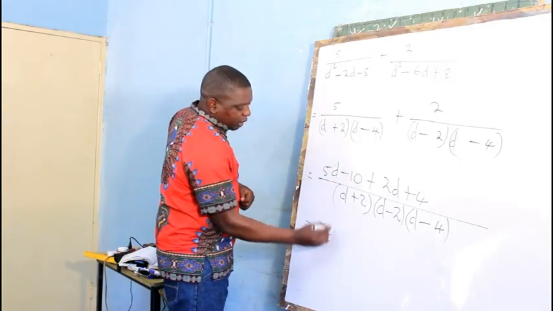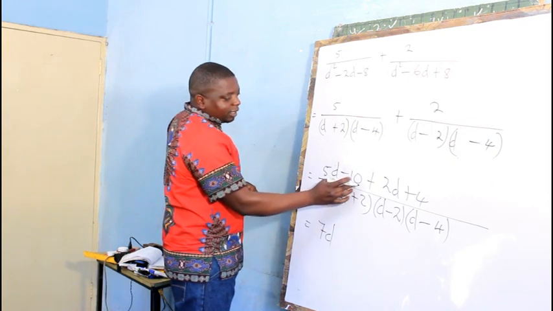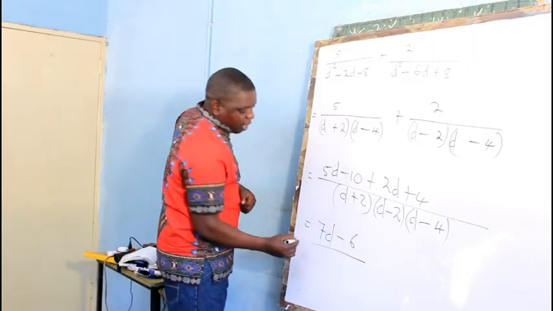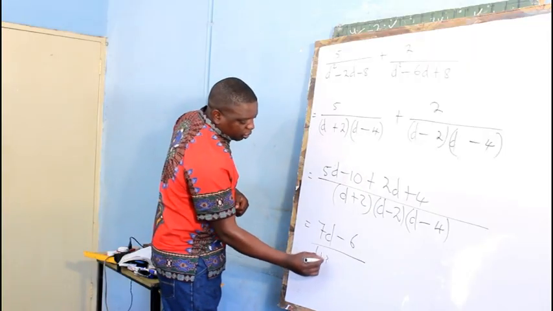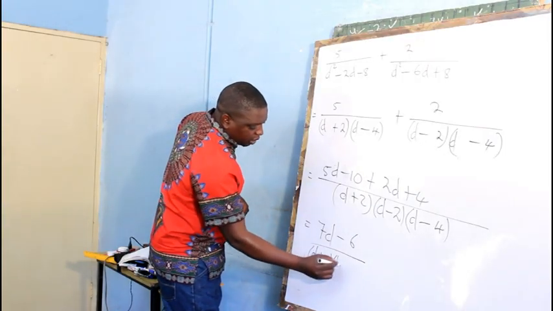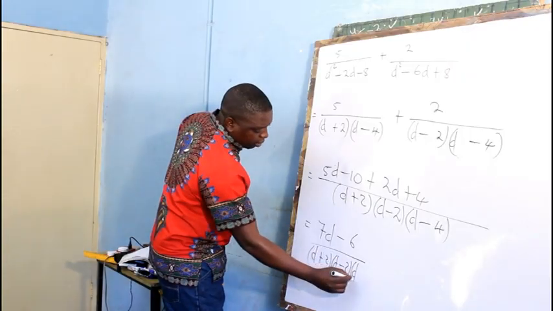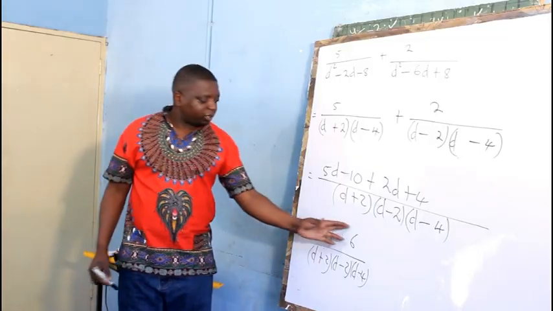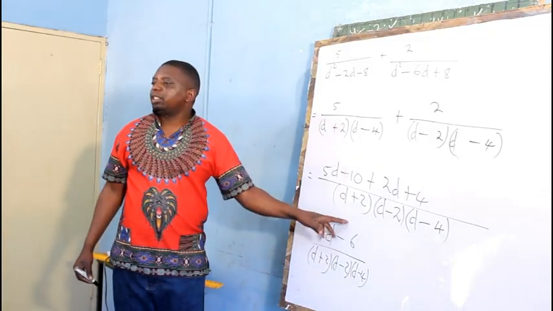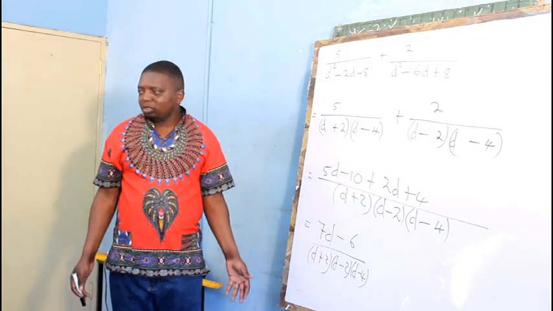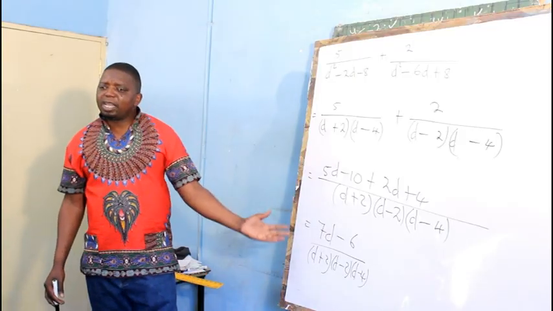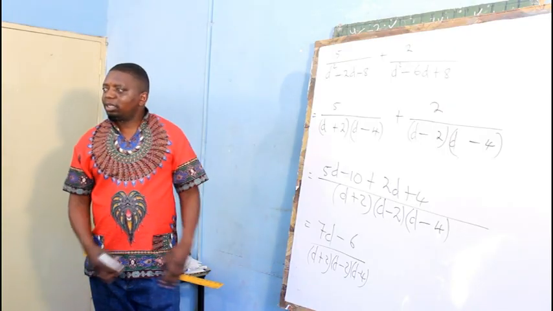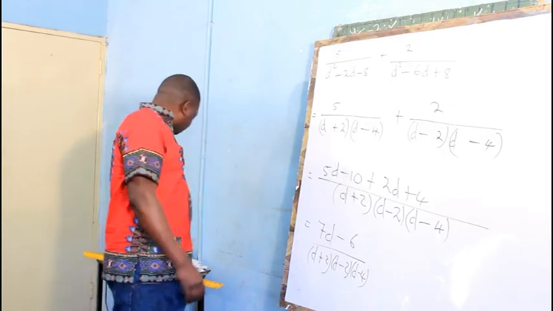7D. Minus 10 plus 4, minus 6. Over D plus 2 factor of D minus 2 factor of D minus 4. Can I factorize? You factorize the numerator. Altogether? Yes. Right.